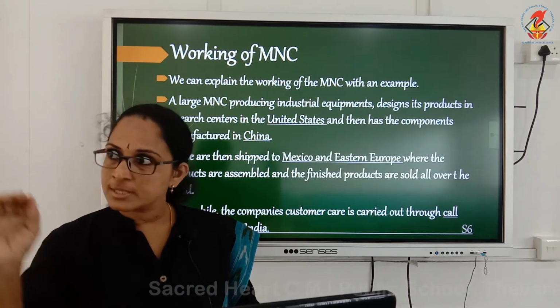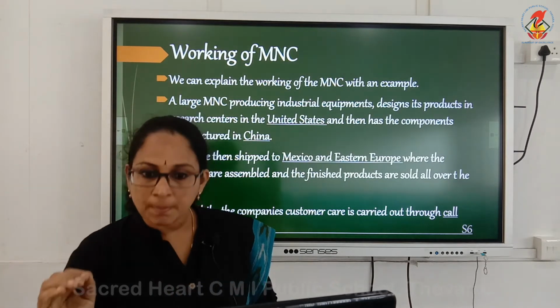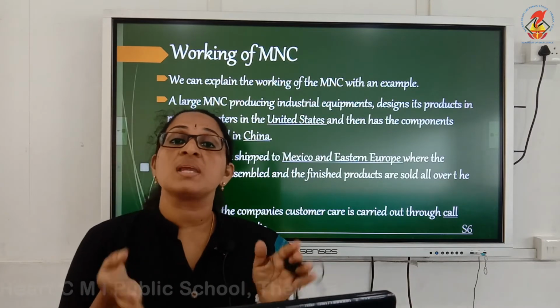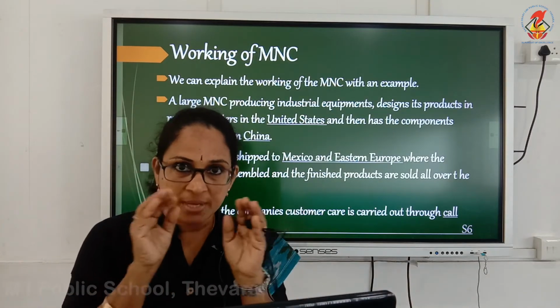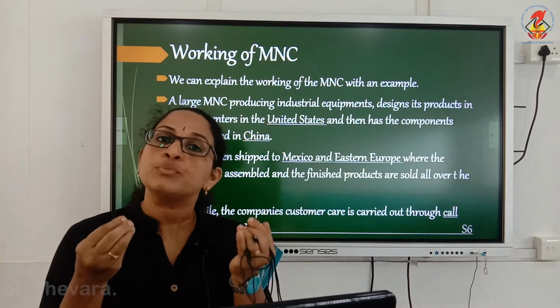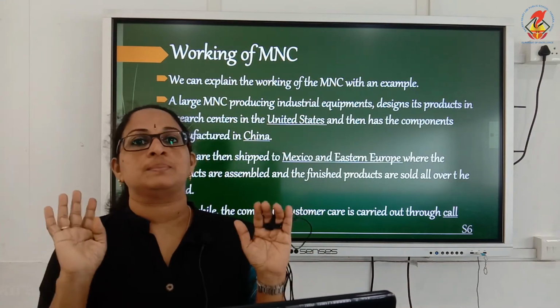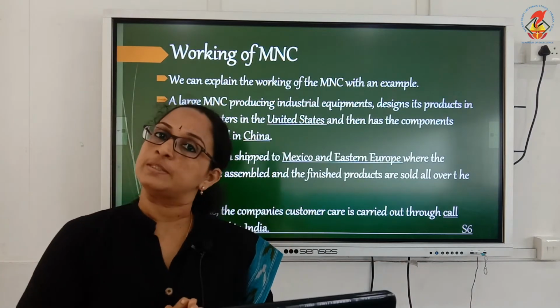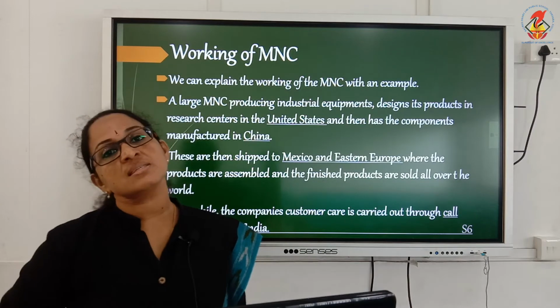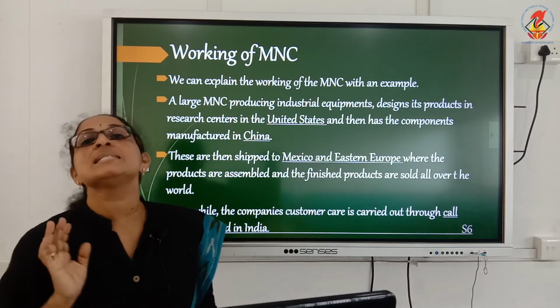The components produced in China are shipped to Mexico and Eastern Europe, where the products are assembled. The components are joined together and converted into a final product, and from there they are sold all over the world. Meanwhile, the company's customer care service is located in India.